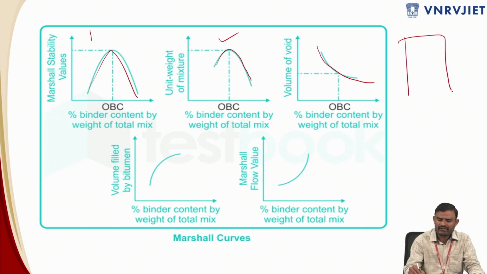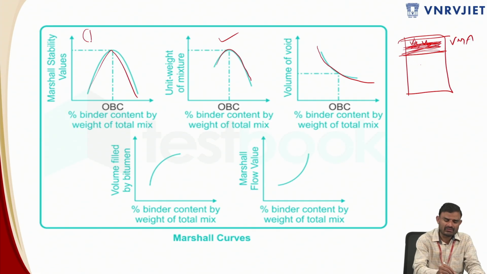Why? Because we have a mix like this, and we have VMA, that is nothing but voids in mineral aggregate. So this space has to be occupied by both VA and VB, that is nothing but air voids and bitumen. As you keep on increasing the bitumen, the space is the same space, but you are increasing the bitumen content, so therefore air voids will keep on reducing.